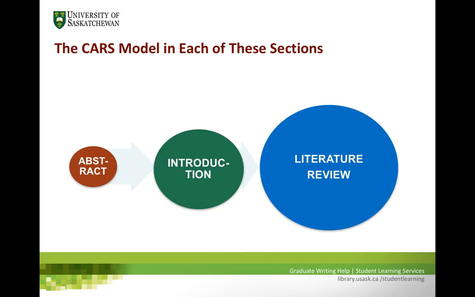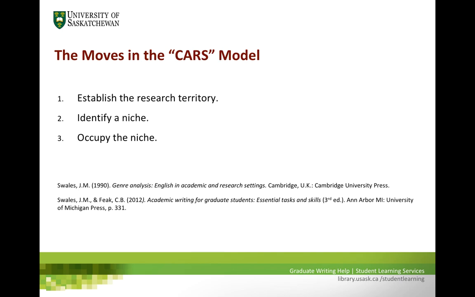And you actually see the CARS model at work in each of these sections: in the abstract, in the introduction, and in the literature review. Swales and Feak identified 3 moves in the CARS model. The first is to establish the broad research territory, then to identify a niche within that research territory, and finally to occupy the niche that you've identified.